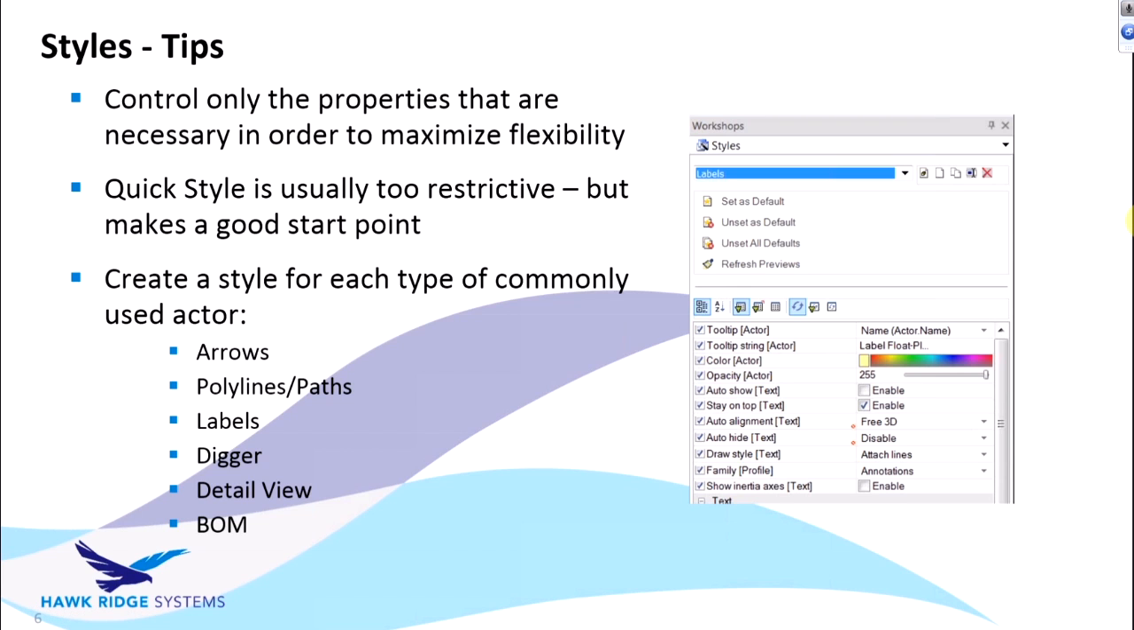It's a recommendation that you go ahead and actually create styles, but you should create one for different types of commonly used actors. I think a really good starting point would be to create a style for arrows, a style for polylines and paths, a style for labels, right? That's what I just did, and a style for the digger. In fact, those are the four that I've shown so far. You might also want to create a style for detail views if you use them a lot, and for your bill of materials. That way you'll get consistent look and feel of your bill of materials.